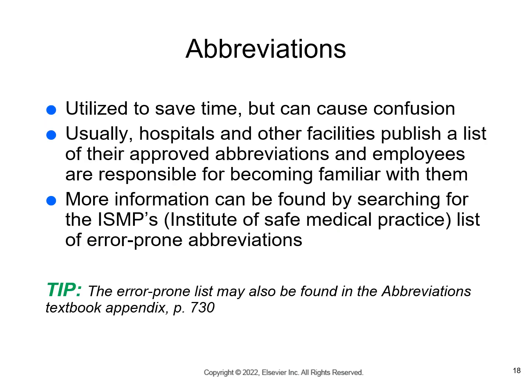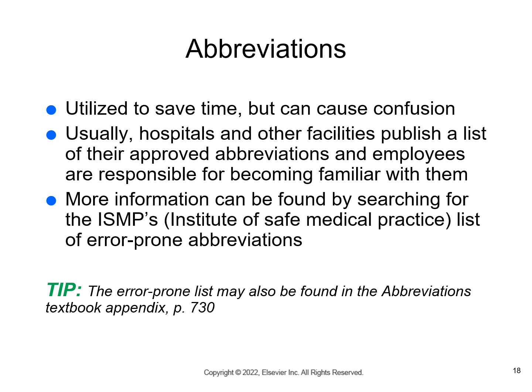We have to be careful with abbreviations. Abbreviations can be wonderful. They can help us save time when we're speaking, especially if there's an emergent situation. They can help us save time when we're documenting. However, there's usually a list of acceptable abbreviations, and there's a list of abbreviations that should not be used. On page 730 of your textbook, there's an abbreviations appendix that gives you a list of error-prone abbreviations. So these are ones that you should stay away from and just use the accepted abbreviations.